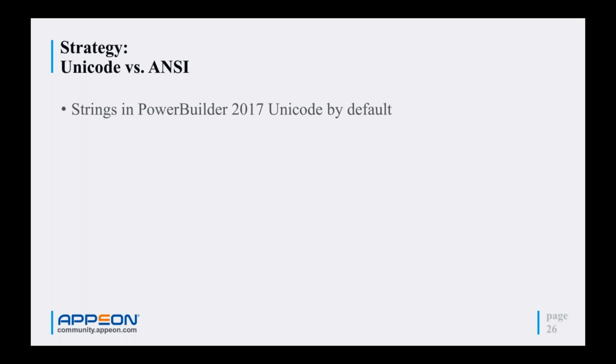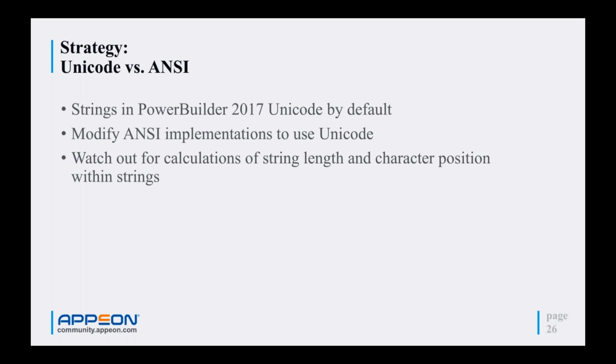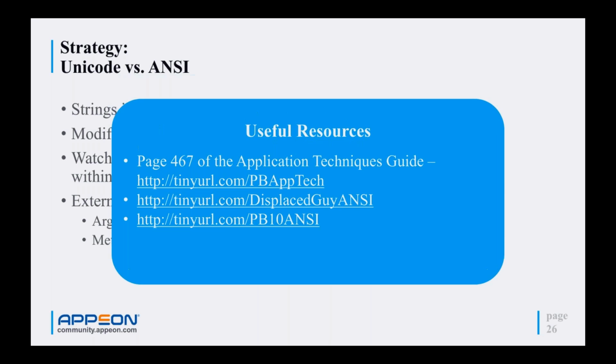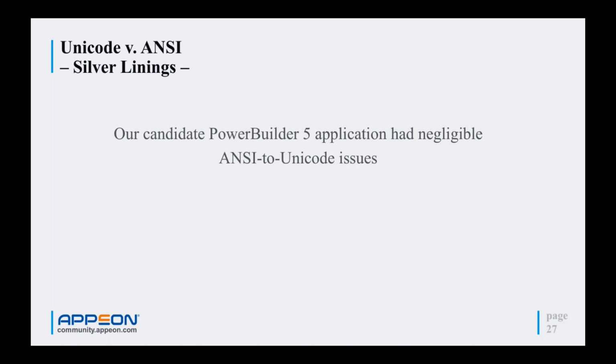Look for anywhere in your code that string length and character position within strings are calculated. Examine all your external function calls for arguments or return values of the string data type. Then anywhere within the method signature, you need to pay special attention to strings passed by reference. And I urge you to take advantage of these online resources with regard to ANSI versus Unicode migration techniques. Our candidate PowerBuilder 5 application, luckily, had negligible ANSI to Unicode migration issues.